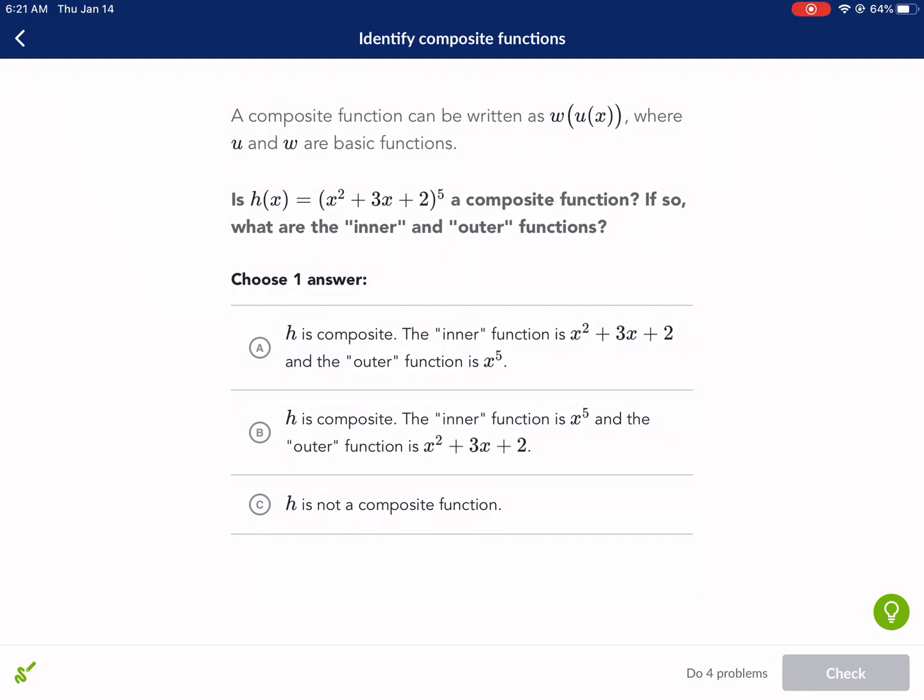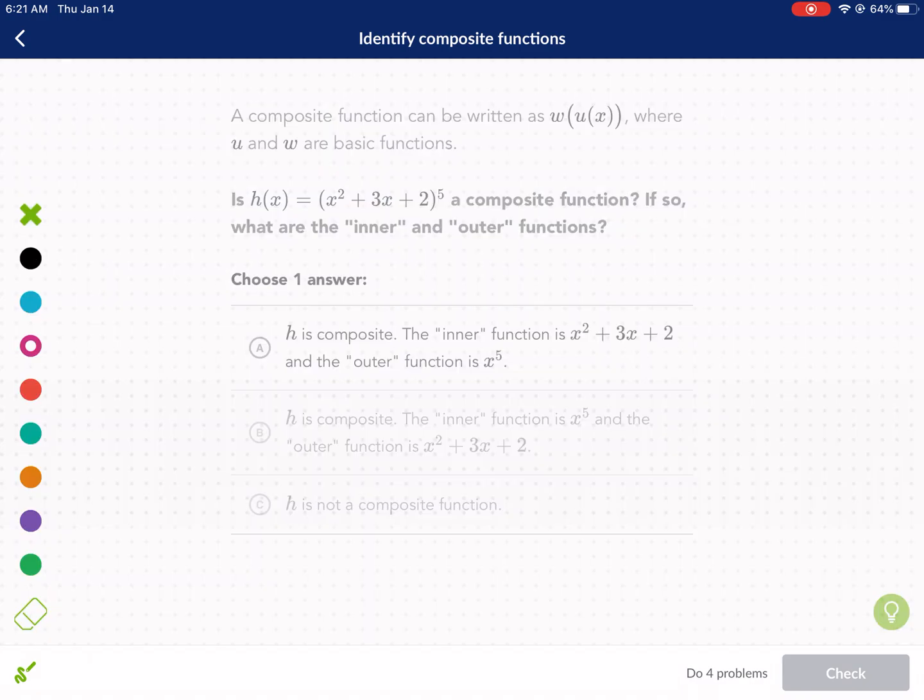The first problem says a composite function can be written as w of u of x. And that's how you say that when you have all these parentheses. It's w of u of x, where u and w are basic functions. Well, that's kind of mean. Anyway, is h of x equals the quantity x squared plus 3x plus 2, to the fifth power, a composite function? If so, what are the inner and outer functions?